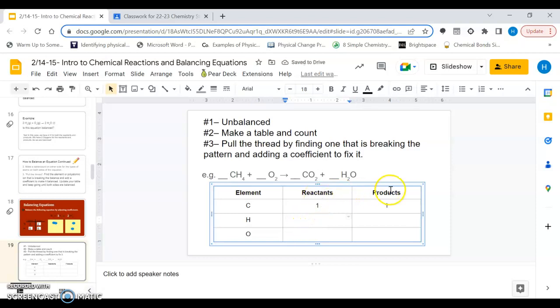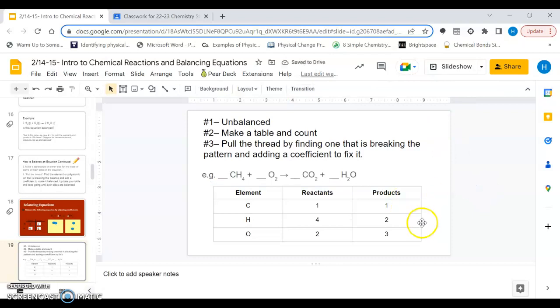Every time, reactants and products go on the top, and the elements that are involved go on the left side here. So I have 4 hydrogens in the reactants, 2 hydrogens in the products, 2 oxygens in the reactants, and 3 oxygens in the product. Don't know if that's bugging anyone else, but we're going to fix it real quick. All right, so we can see these are obviously not balanced.